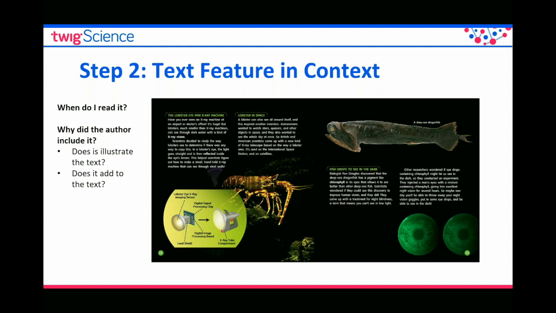This particular diagram is fascinating because this particular piece is about scientists looking at lobsters and their X-ray vision and how their body parts, how we can use what we know about them to create things that can help humans. It's a fascinating book. So we want to talk about when do we read the text feature, but also why did the author include it? Does it illustrate the text or does it add to the text? And these are great questions to post in your classroom. You get to a text feature, when am I going to look at it? Why did the author include it? Illustrate or add to? And having those conversations over and over will really help students access that information and incorporate it into their understanding of the big ideas.